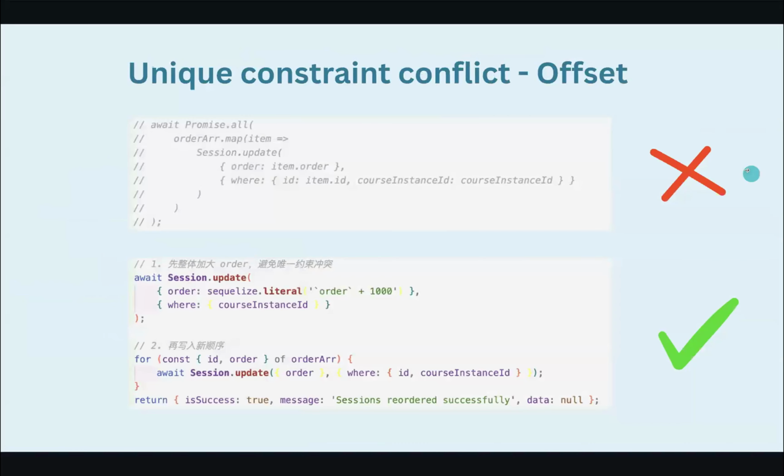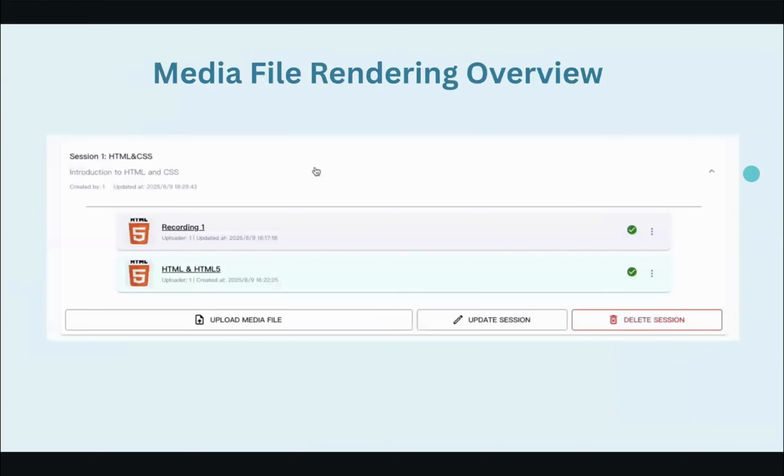Next page. When updating session orders, we encountered a unique constraint conflict. To fix this, we first temporarily offset all order values by 1000, then safely rewrite the new sequence, ensuring no duplication errors during the update process.